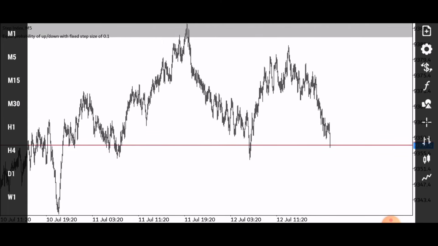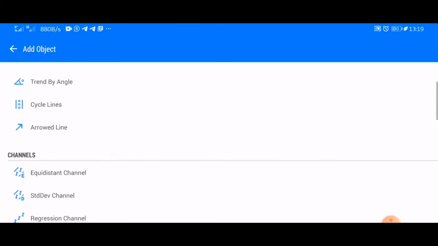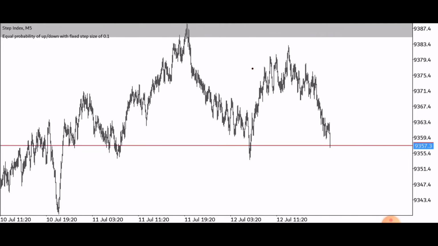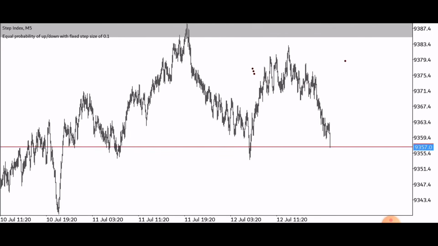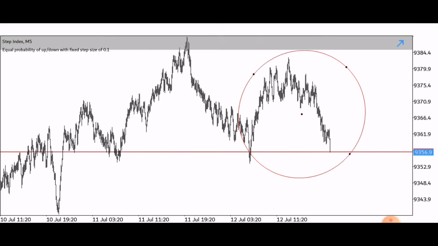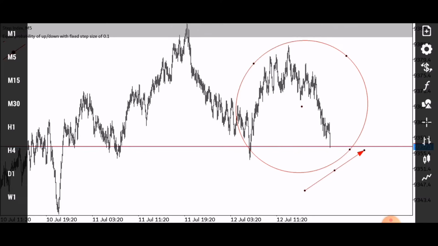Let me see if I can get a circular tool. I don't know if we have that here. I wish I could get that, but we can actually see an inverted cup pattern in this zone here, within this part here. You can see that. So we have this formation. Let me get the arrow tool that I make use of. We have the formation like this, an inverted cup, a teacup, right? And we have that meeting up at the support level.